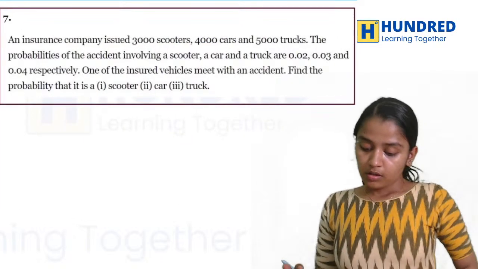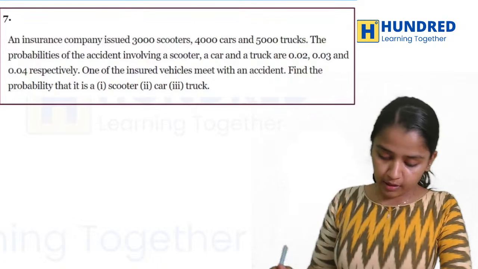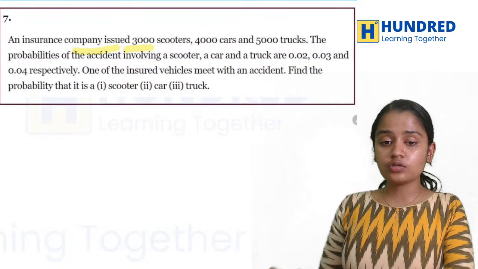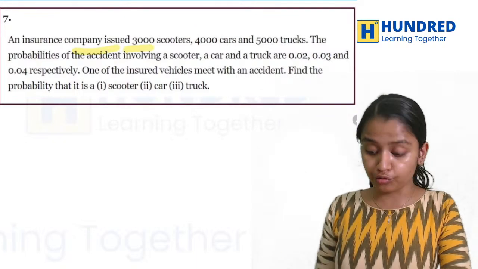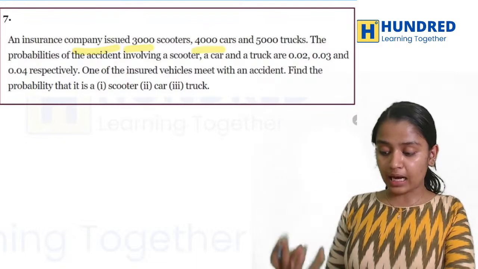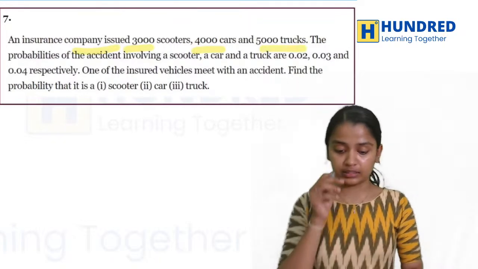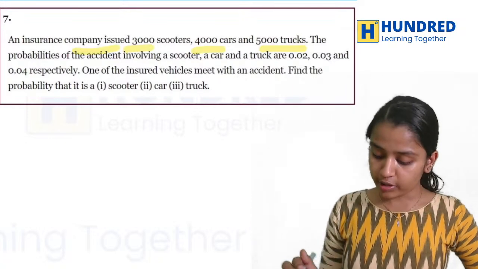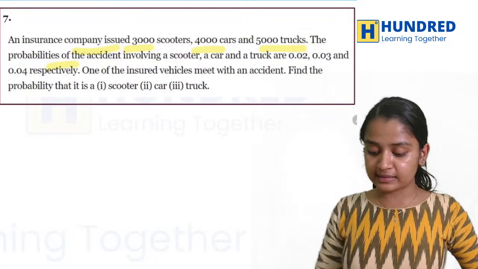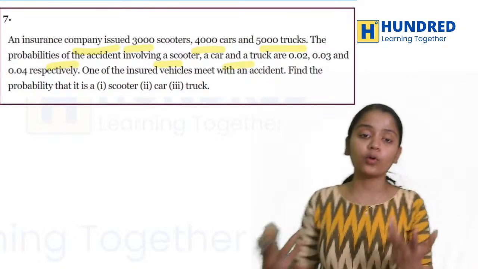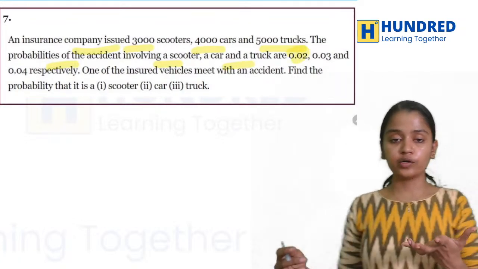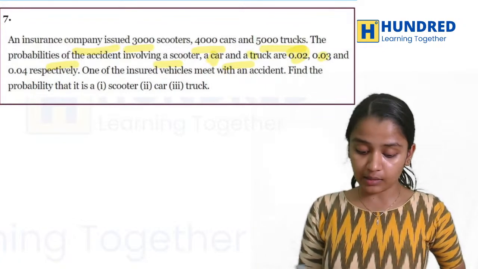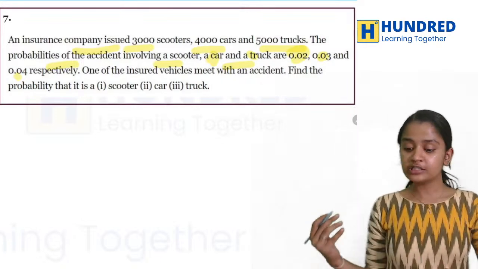Super. Now okay, so the insurance company issued 3000 scooters, 4000 cars, and 5000 trucks. The probability of an accident involving a scooter is 0.02. If you go by car, the probability of an accident is 0.03, and if you go by truck, the probability of an accident is 0.04.